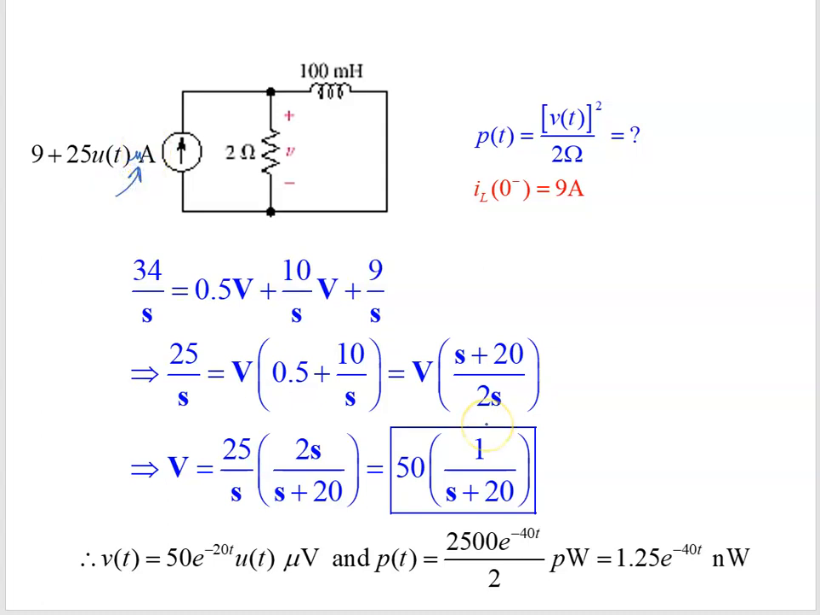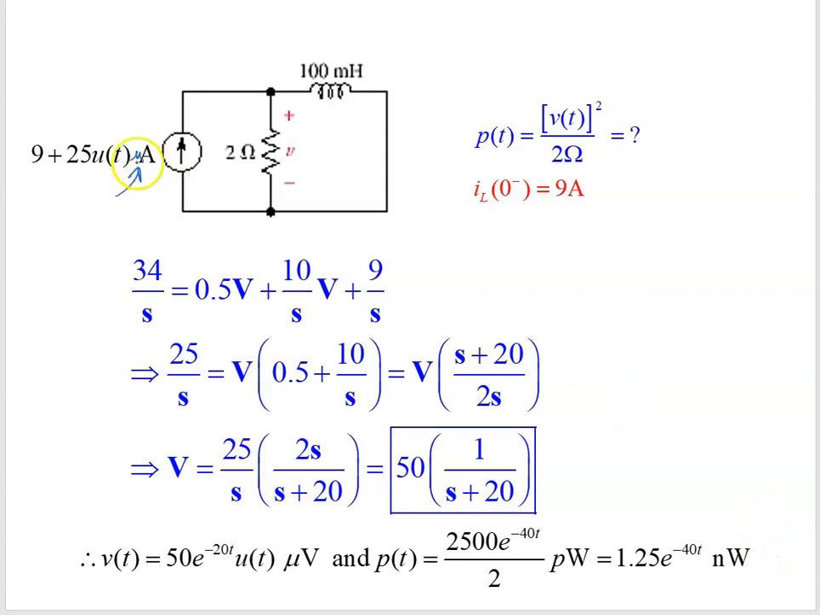That's why, if we were using microamps there, we just have to insert the micro back in. So if that was microamps, then we get microvolts. And our power then, we just need to square that and divide it by 2. If it was microamps, when we square it, 10 to the negative 6 squared is 10 to the negative 12. And our e to the negative 20t becomes e to the negative 40t, and we would end up with 1.25 times e to the negative 40t nanowatts.